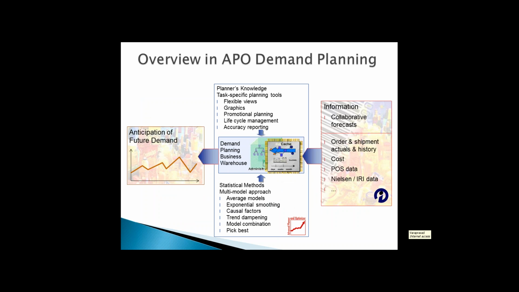So this is the overview of demand planning. What are the other features available in DP? What we are discussing other than the forecast? So other than the forecast, what can we do in the DP? We can do the promotional planning, and we can do the life cycle management.